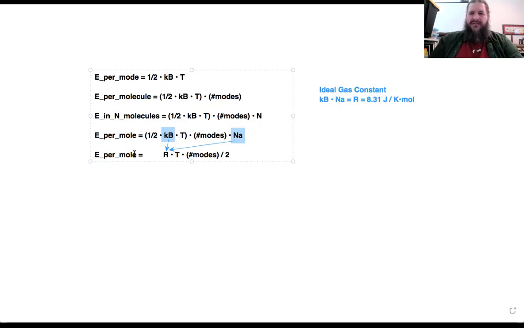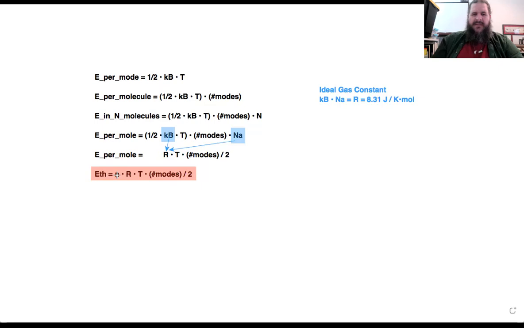And of course, you don't necessarily have to be dealing with exactly 1 mole. You could be dealing with n moles, and we usually use lowercase n for number of moles. We just take the energy per mole and multiply by number of moles. So this gives us a very useful formula for the thermal energy of n moles of a gas. In fact, we may as well just call this thermal energy because it's the thermal energy of the whole sample.